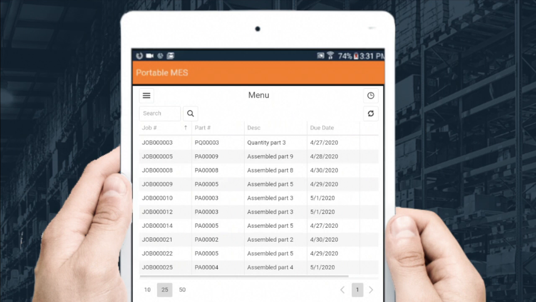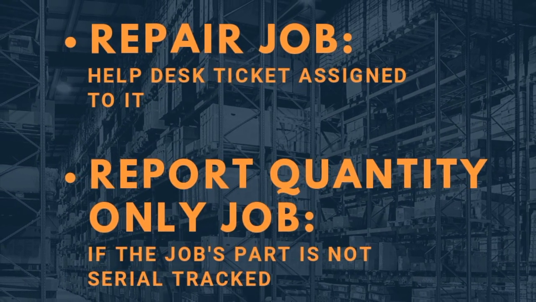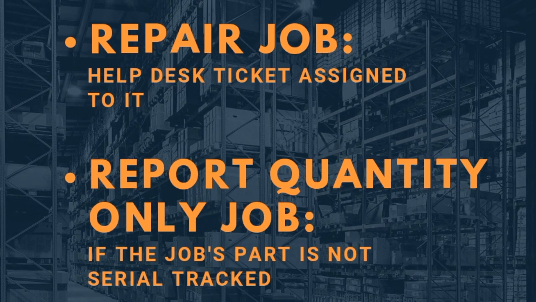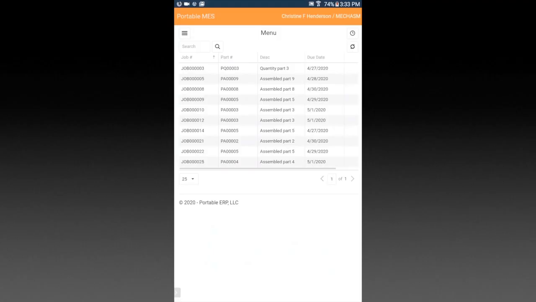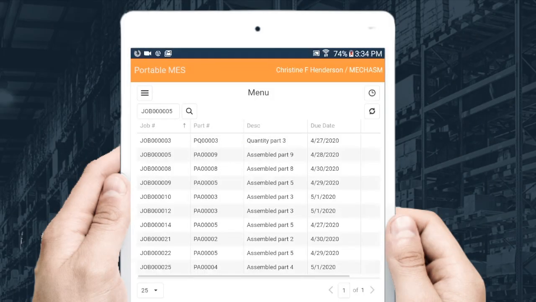The system is set up to identify jobs by specific characteristics to determine which action to take. A job is either a repair job if it has a help desk ticket assigned to it, or it is a report quantity only job if the job's part is not serial tracked. In any other case, Portable MES will prompt the employee which type of job he or she will be performing, production or repair. Let's start job number 5, which is a serial tracked widget needing assembly.